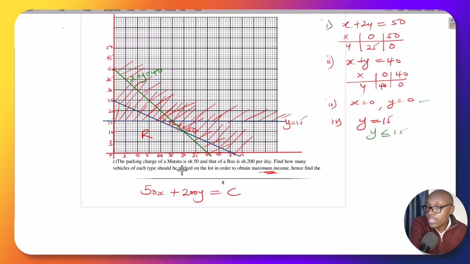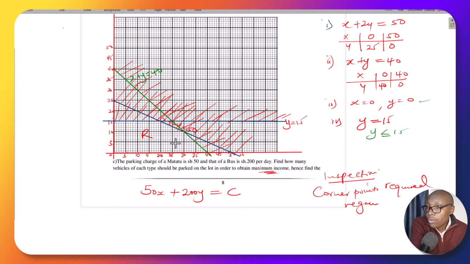We can use several ways to obtain this. We can use the search line, or we can use the inspection method. So how do you inspect? I want us to use the inspection method. The inspection method is where you test the corner points of the required region.